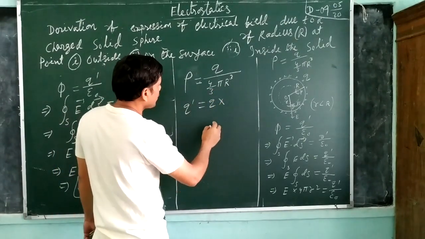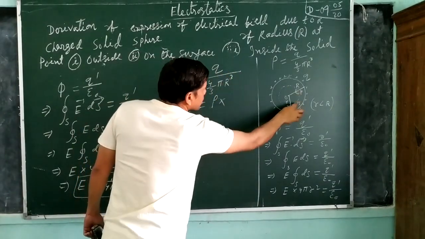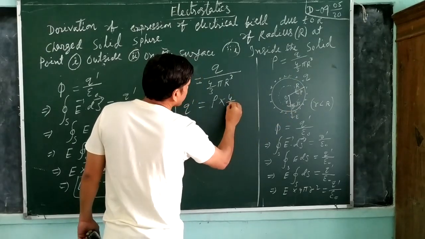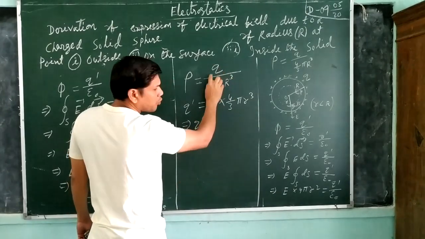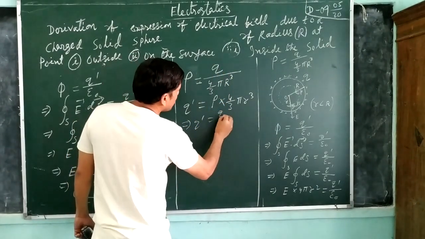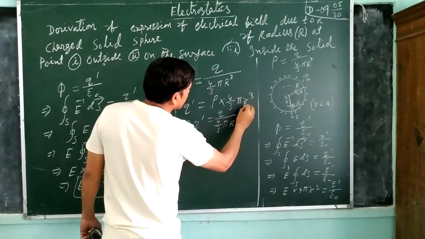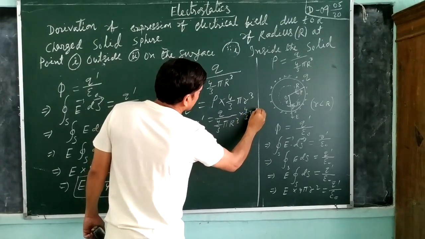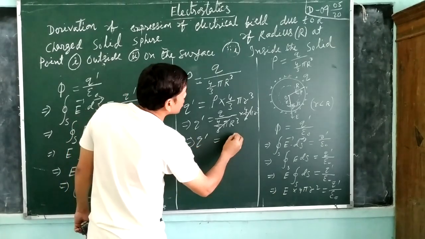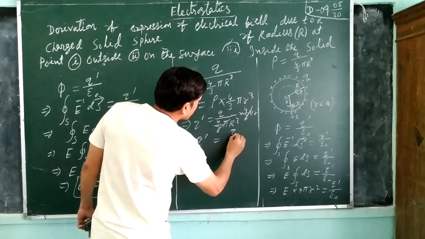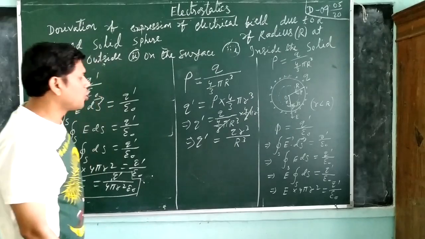rho into the volume of the sphere whose radius is small r, so 4 by 3 pi small r cube. So Q dash equals rho; put this value in place of rho. So Q by 4 by 3 pi capital R cube into 4 by 3 pi small r cube. 4 by 3 pi cancels. So Q dash equals Q small r cube by capital R cube. This is the value of Q dash.